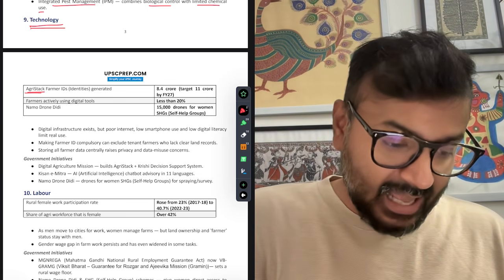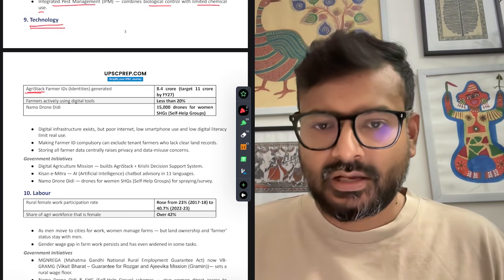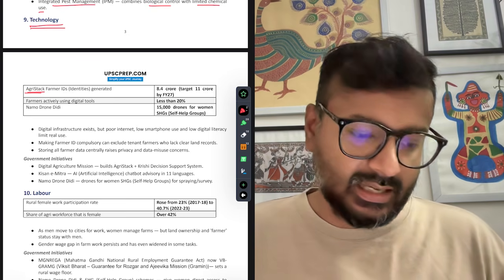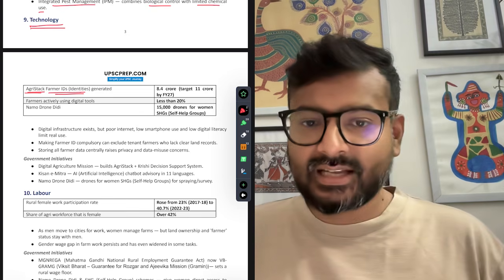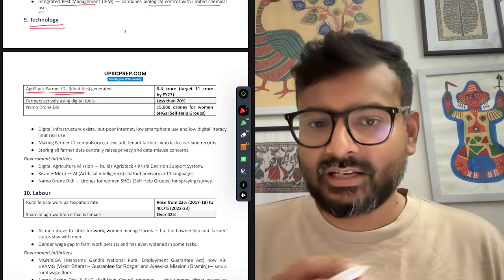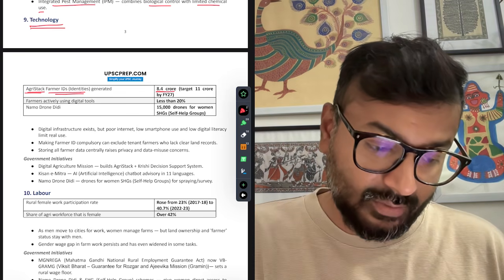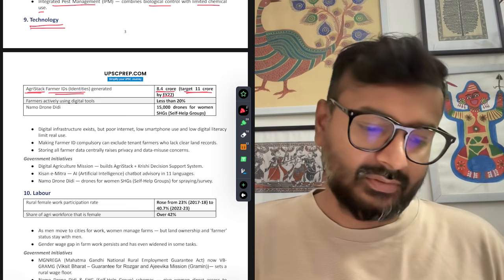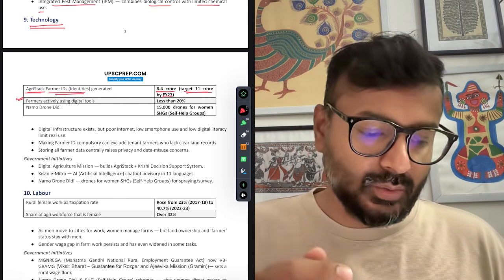So the government has come up with AgriStack. Okay, so all the information of all the farmers, their identity, the amount of land they use, the types of crops they grow, everything is there in the farmer IDs that are being generated and given, and a lot of schemes are now directly linked to this farmer ID. So the subsidies or the benefits are directly given to the farmers. So right now 8.4 crore farmer IDs have been generated, and the target is to increase it to 11 crore by financial year 27.